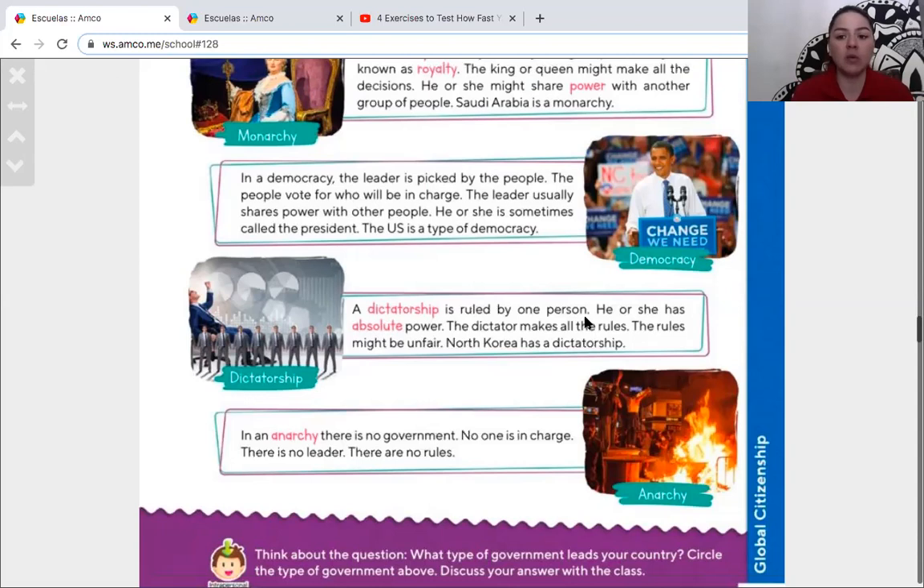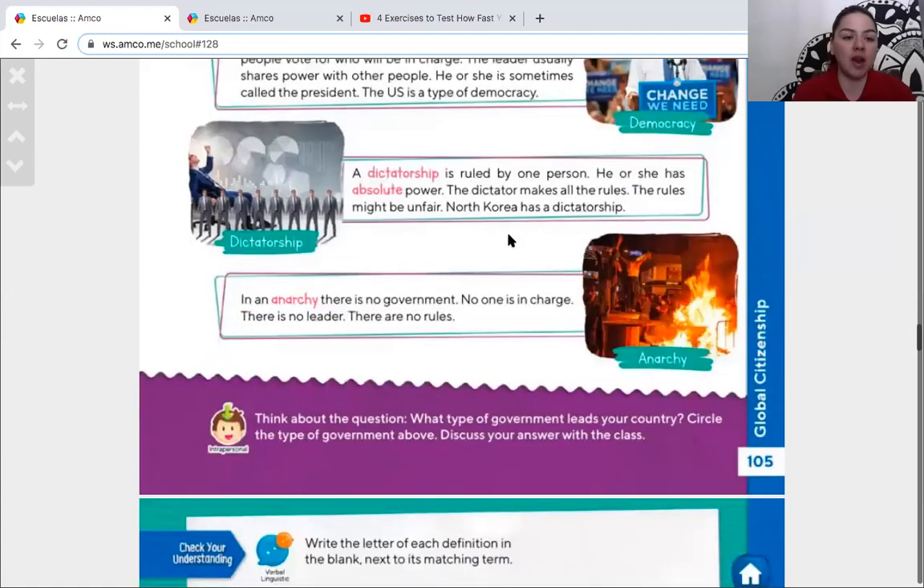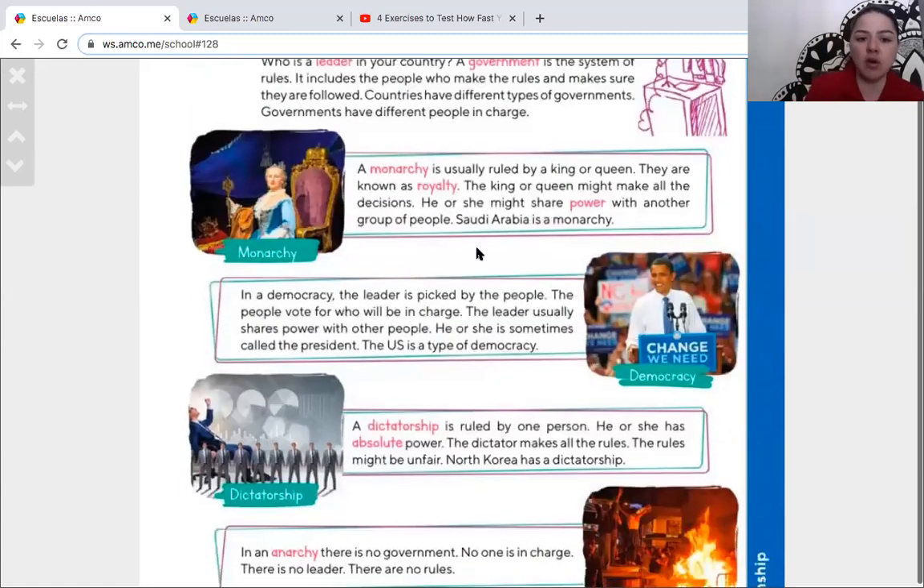Well, in Mexico, we have a democracy. And who is our leader? Our leader is our president. By this time, it's Andrés Manuel López Obrador. He is our leader and we are in a democracy. So you might circle this one.